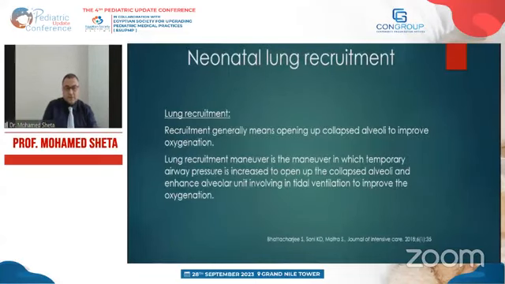So what's lung recruitment? When we say lung recruitment, it means opening up collapsed alveoli to improve oxygenation. If we have a collapsed or atelectatic lung for any reason, we need to open up these alveoli, with controlled alveolar expansion, to improve oxygenation. There are many maneuvers to do lung recruitment by increasing airway pressure to open up the collapsed alveoli and enhance alveolar units, involving ventilation to improve the oxygenation.